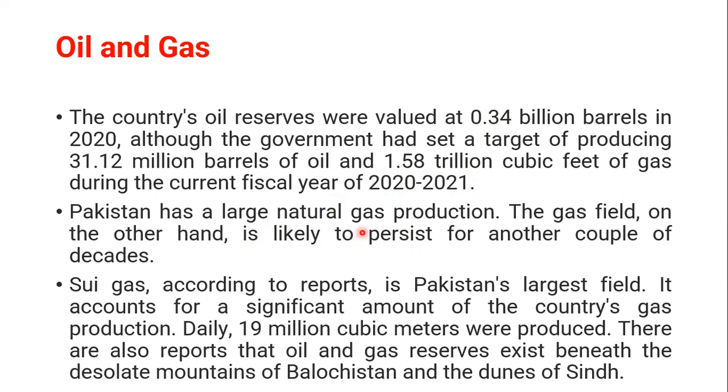Pakistan has a large natural gas production, and interestingly, the gas was first discovered in Sui, Balochistan, and even in the surrounding areas, the gas still exists. Sui gas, according to the reports, is Pakistan's largest field. It accounts for a significant amount of the country's gas production. Clear? Almost 19 million cubic meters of gas is produced daily.